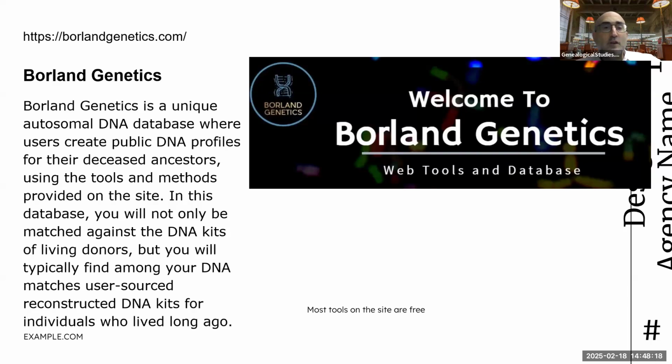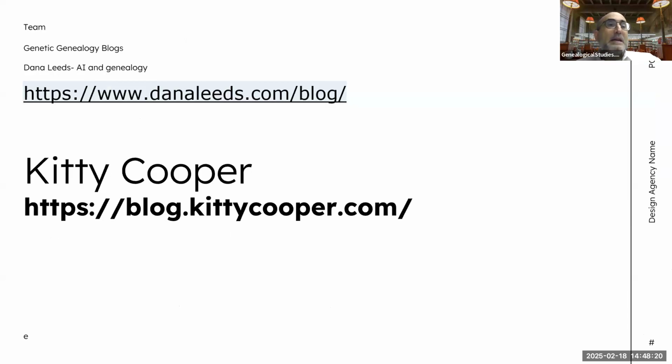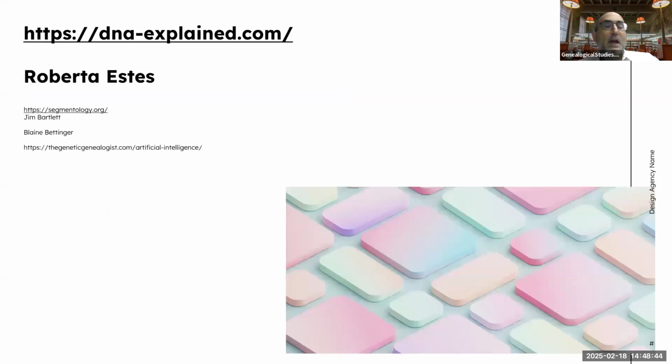And then when you upload your DNA, you not only match the current people in the database, you also match the people they recreated. Now, some really wonderful genetic genealogy blogs are Dana Leeds. Dana Leeds has been talking about AI in genealogy, using AI to understand your DNA results better, which is very much cutting edge and important.